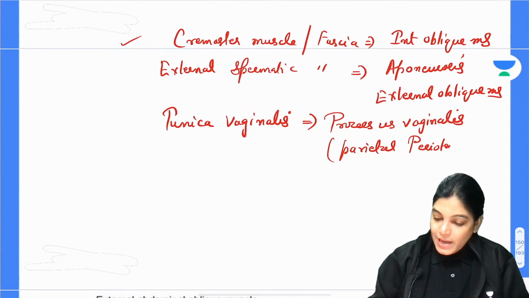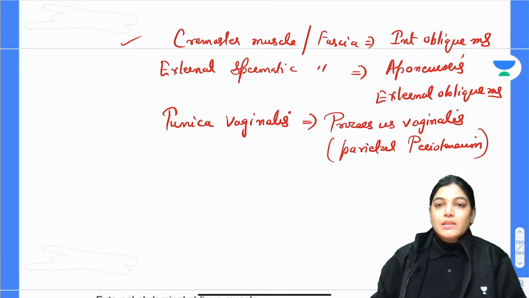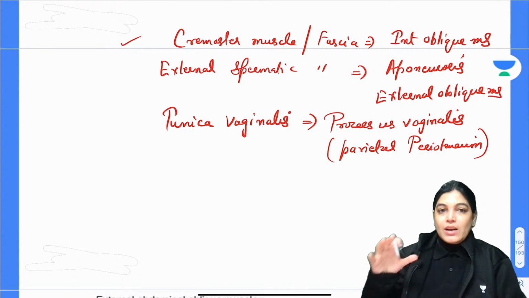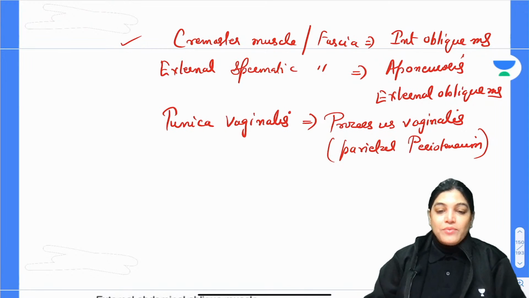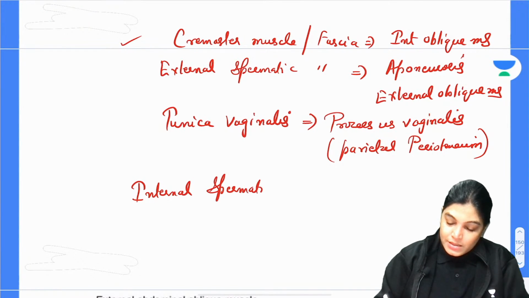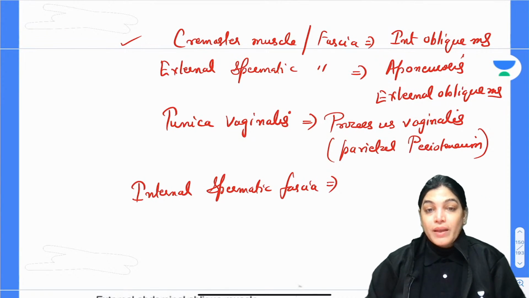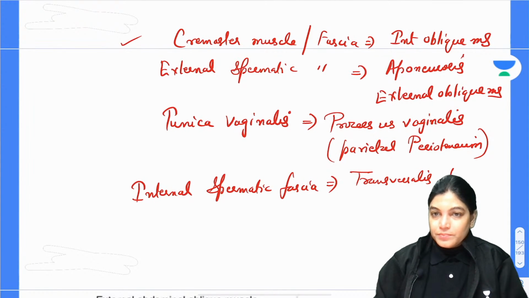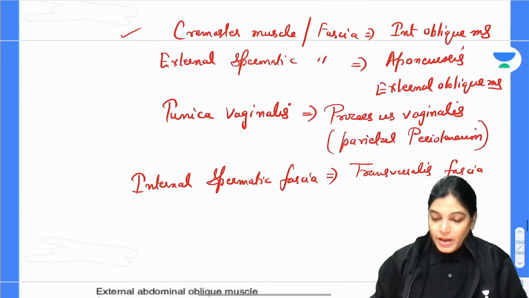We know that peritoneum has two layers. The inner one is the visceral and the outer one is the parietal one. And it covers the lateral anterior aspect of the epididymis and the testis. So it is covering the epididymis and the testis and it is derived from the embryological structure processus vaginalis. Now internal spermatic fascia is derived from which layer of the abdomen? Any idea? It is derived from transversalis fascia. Okay, so done with this.